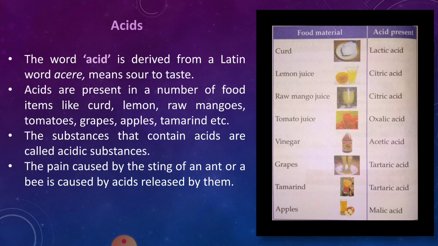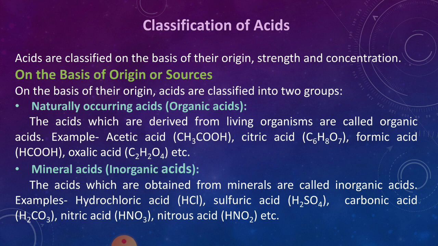Now we will see the classification of acids. So acids, actually, means lots of criteria are there on which we can classify acids. So first of all, we will see the classification of acids on the basis of their origin, means from where they are originated. So, on the basis of their origin or their source, acids are of two types.